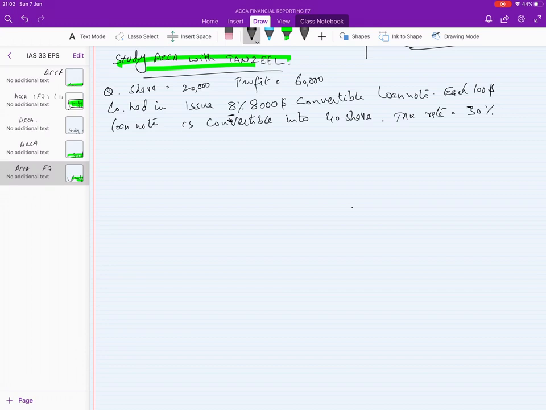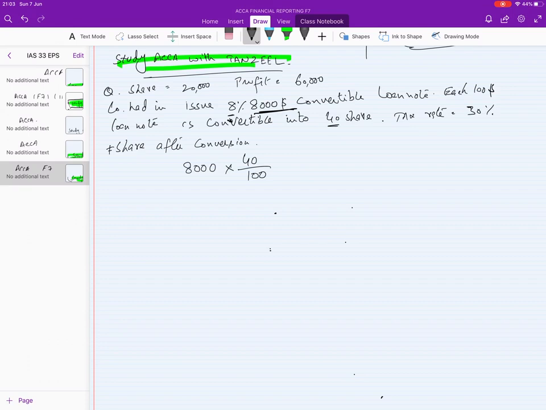First we will calculate the number of conversion shares, the number of shares after conversion. If we say this conversion happened, how much will you get? $8,000 is your amount equivalent to the convertible loan note. So you have an option to convert into 40 shares for every $100.